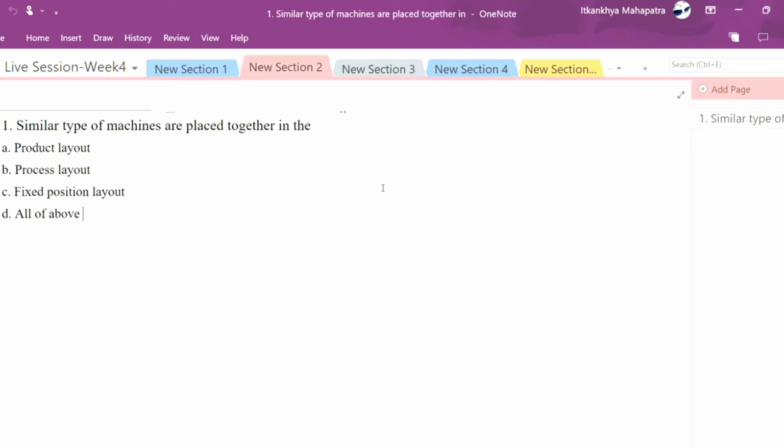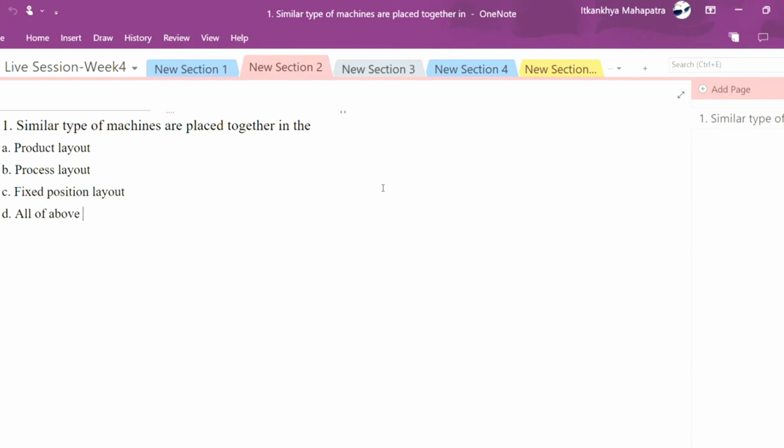So the first question is, similar types of machines are placed together in which of the layouts? The options are product layout, process layout, fixed position layout, all of the above. As we know, we have already discussed all of this. In the process layout, the machines and facilities are arranged according to the type of operations they do. The machines performing similar types of operations are grouped together.